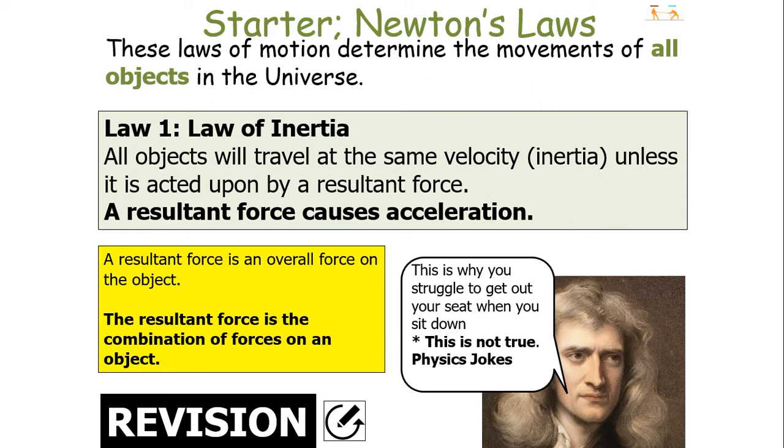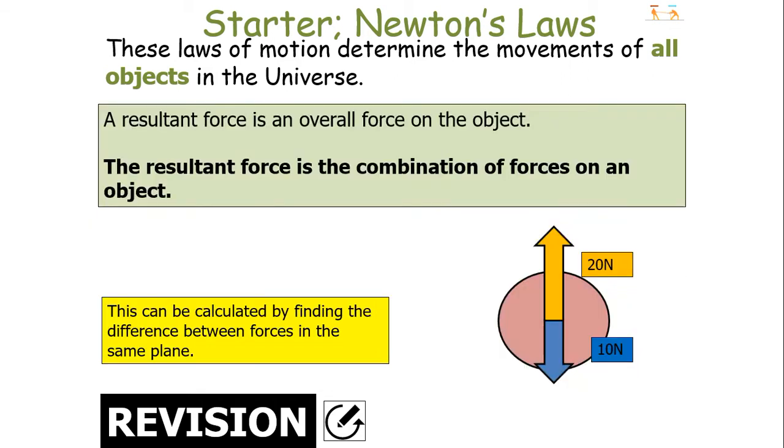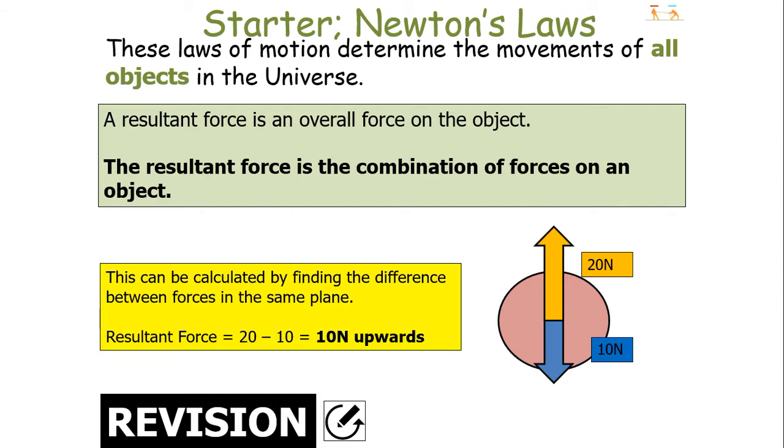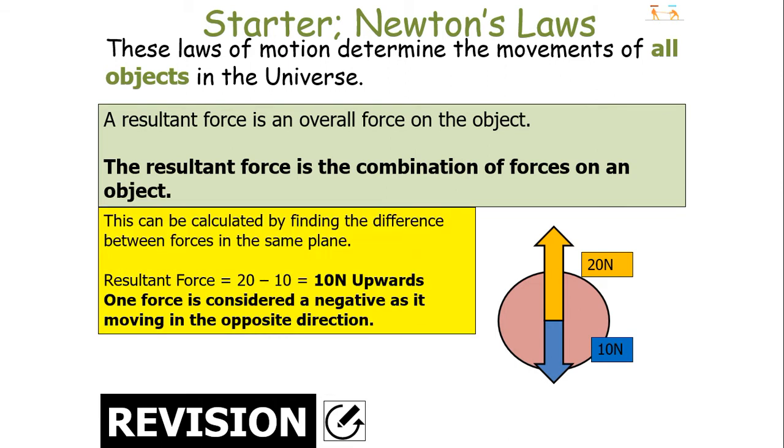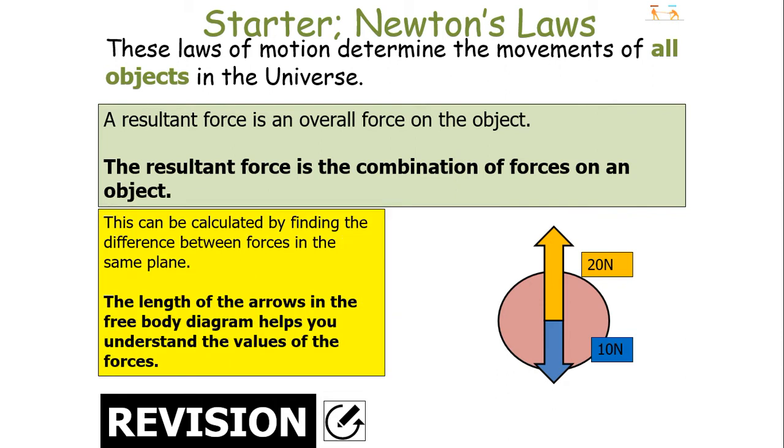Now, a resultant force is an overall force on the object. The resultant force is the combination of the different forces on an object. You can calculate the resultant force by finding the difference between the forces in the same plane. So in this example, we have 20 up, 10 down, so do 20 minus 10 equals 10 newtons upwards. We do this because we consider one force negative, because it's acting in the opposite direction.